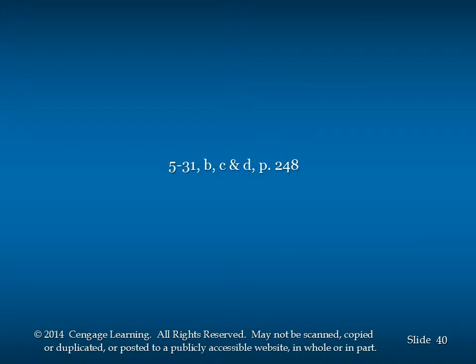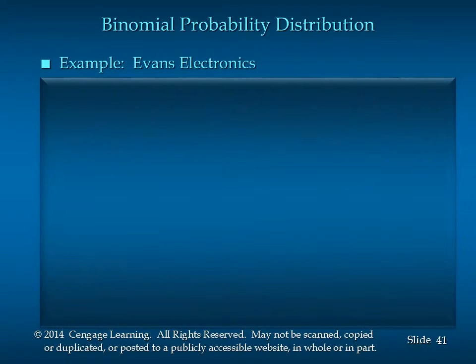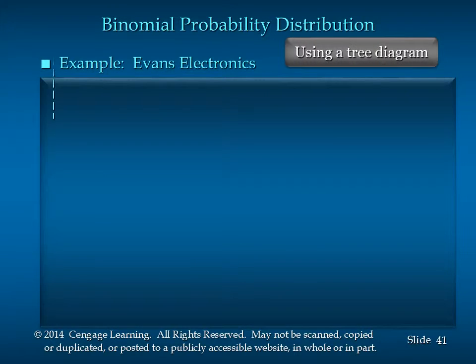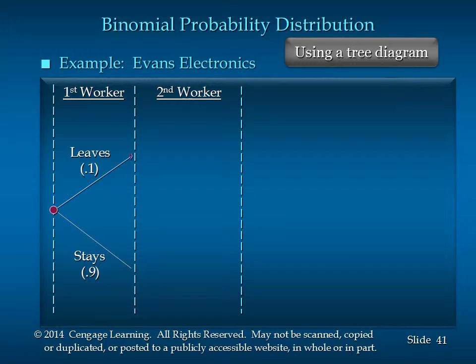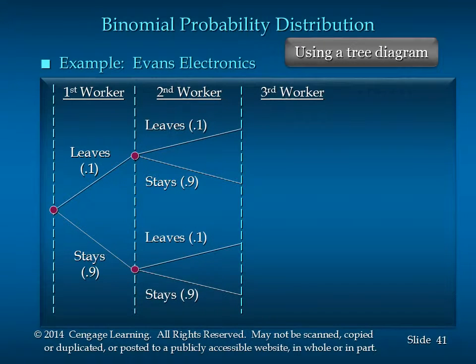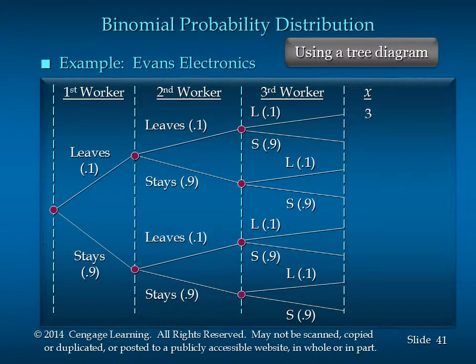So now, let's take a look at the example we had before, Evans Electronics. We're going to use a decision tree. It's another way to look at the same problem. Decision trees, again, if you're a visual person, if the way you understand situations is through visualization, decision trees are your choice. It just comes out easily and makes sense. So here's leaves and stays.